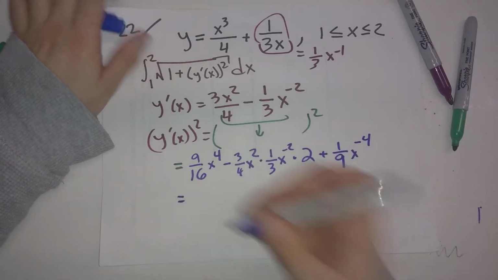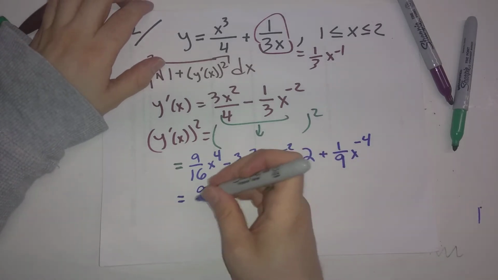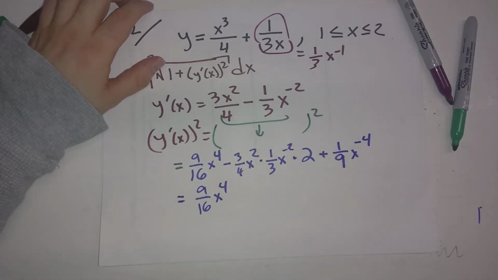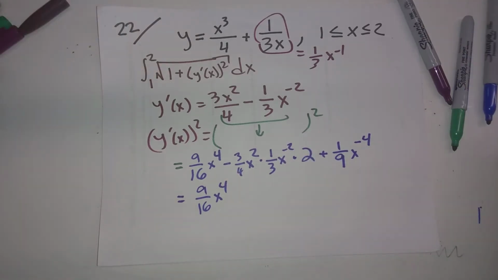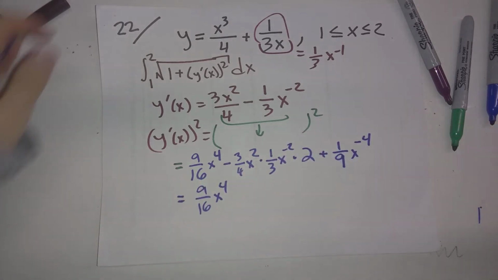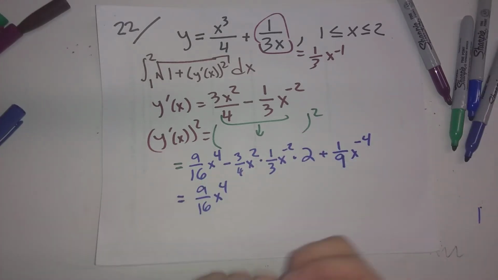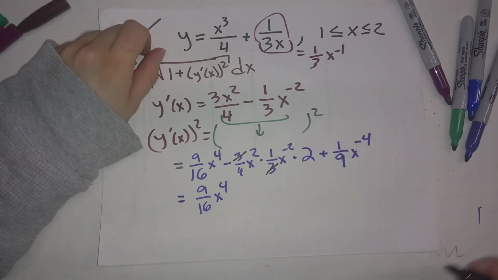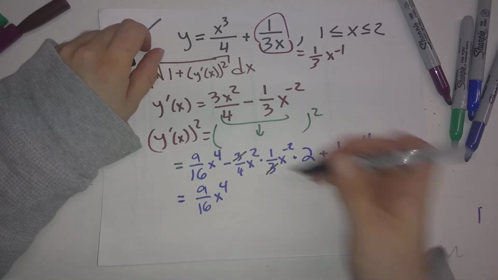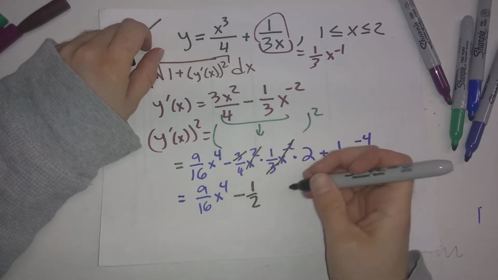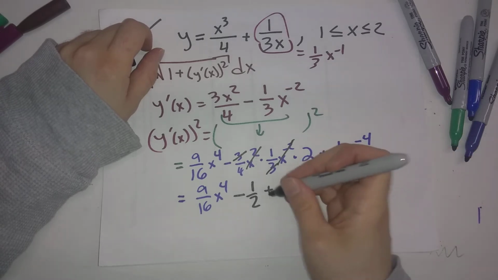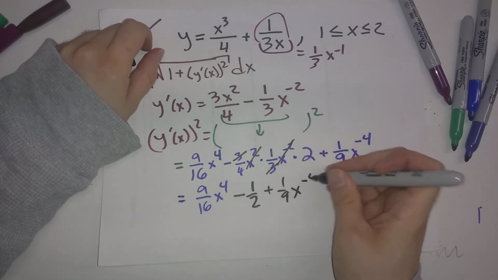Okay, so this can simplify a little bit. This first term won't simplify, just 9/16 x to the 4th. This, though, will simplify a good deal. How far can we simplify it? Let's see here. Those 3's will cancel, and those x squared and x to the minus 2 will cancel, and we'll just have 1/2, minus 1/2. And then plus 1/9 x to the minus 4th.